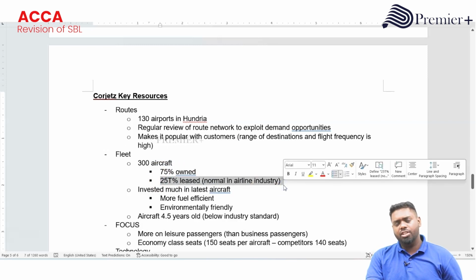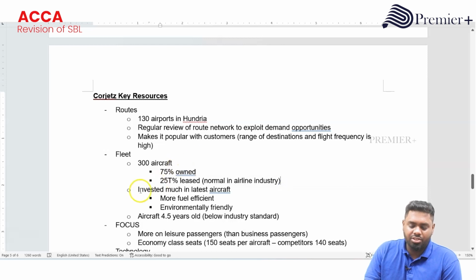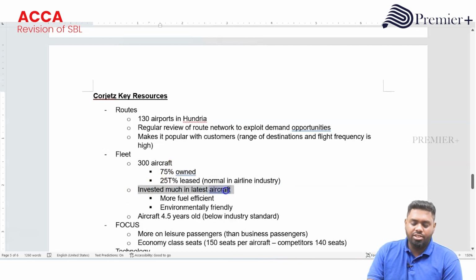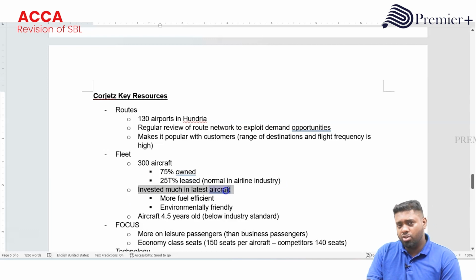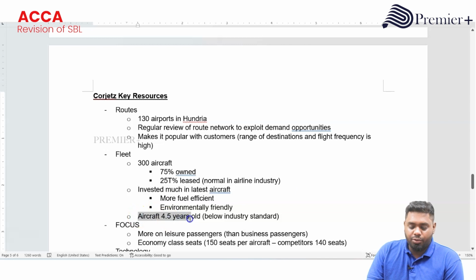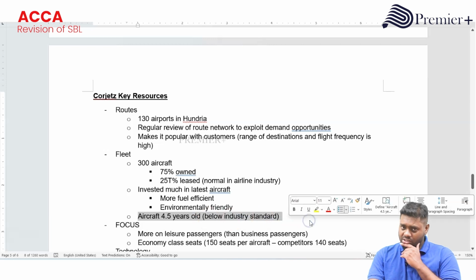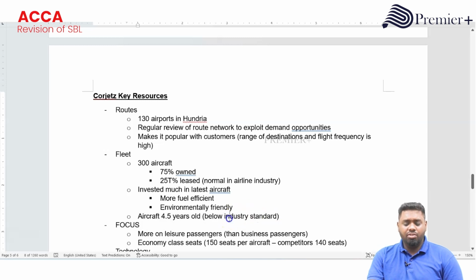Okay, and leasing aircraft is quite normal because with time, better aircraft with newer technology come into the market. So for the safety and efficiency of airline travel, they typically lease rather than purchase. They have to invest a lot in the latest aircraft for two major reasons: they are more fuel efficient, and they are environmentally friendly. A typical Core jets aircraft is 4.5 years old, which is below the industry standard. They haven't given us specific details why it's less than the industry standard, but we just know the fact as well.